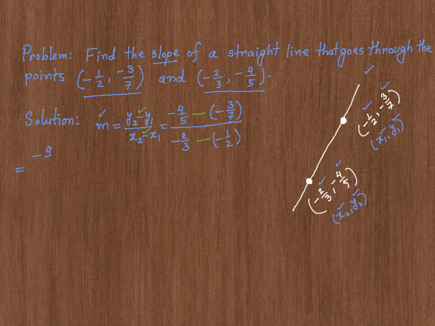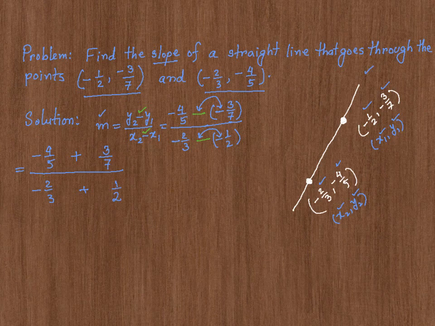Negative 4 over 5, then this negative and this negative multiplied together is going to give you positive 3 over 7, and in the denominator we do similar kind of things. Negative 2/3, this negative and this negative is going to give me positive when multiplied, 1/2.